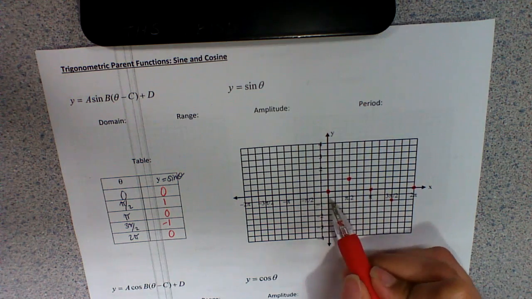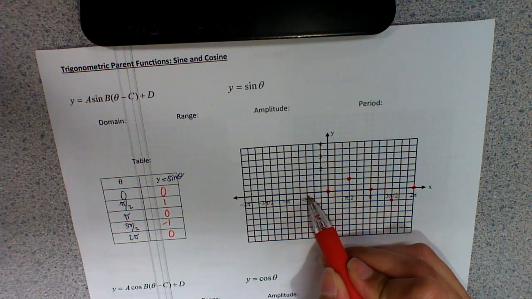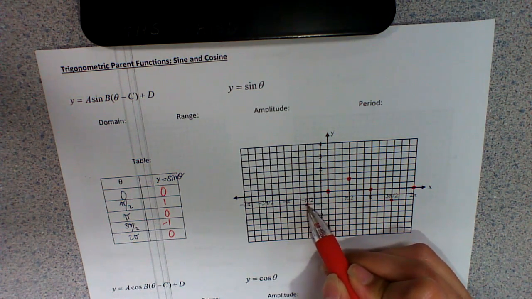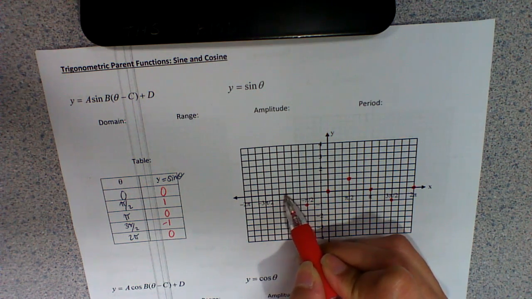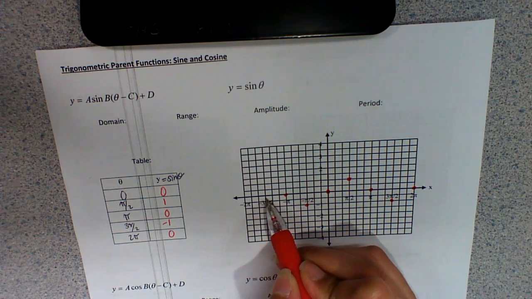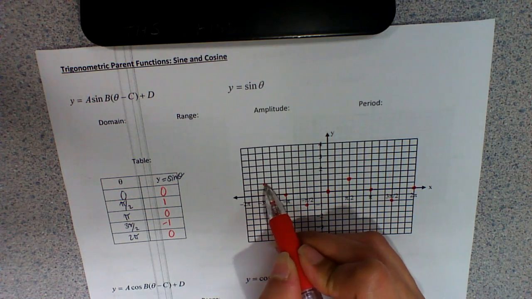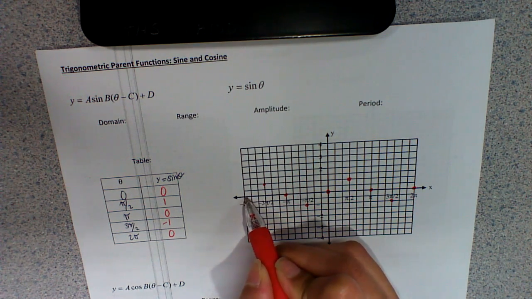The pattern just continues. So at negative pi over 2, sine would be -1. At negative pi, sine would be 0. At negative 3 pi over 2, sine would be 1. At negative 2 pi, sine would be 0.